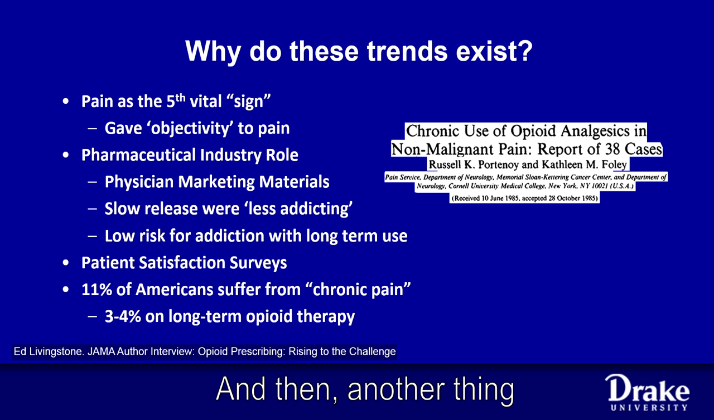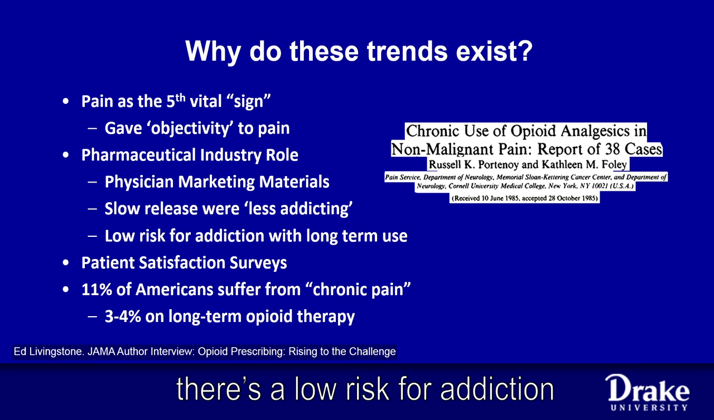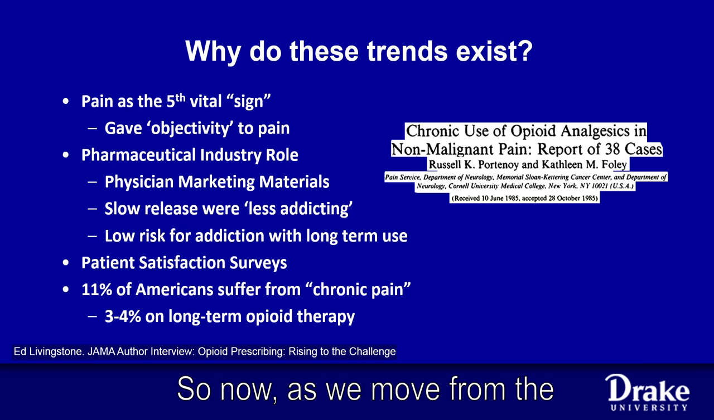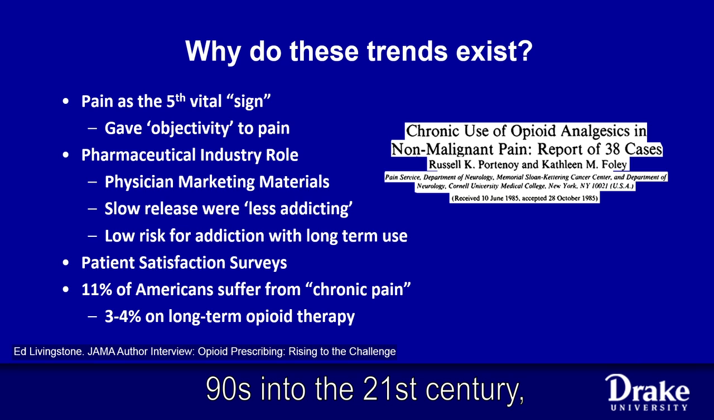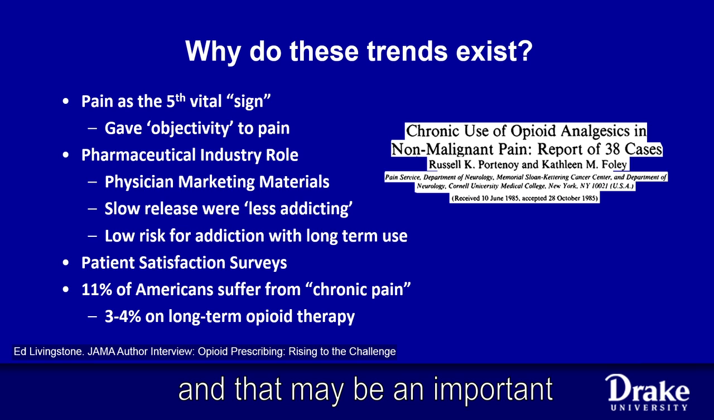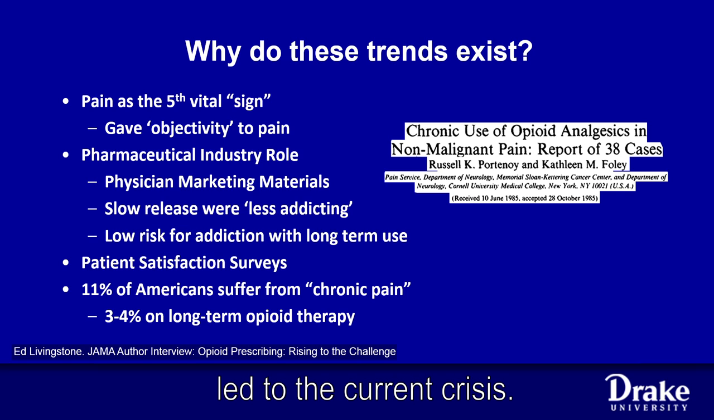And then another thing that was happening along with these two trends was the role of the pharmaceutical industry. Very aggressive physician marketing materials have been used for the last couple of decades by the pharmaceutical industry. They've argued that slow release formulations of opioids are less addicting, which may not be true. And they've argued that there's a low risk for addiction with long-term use, which is not entirely true. So now, as we move from the 90s into the 21st century, slowly but surely the pendulum has swung the other way, where we're no longer under-treating pain, but perhaps over-treating it, at least with opioids, and that may be an important factor that has led to the current crisis.